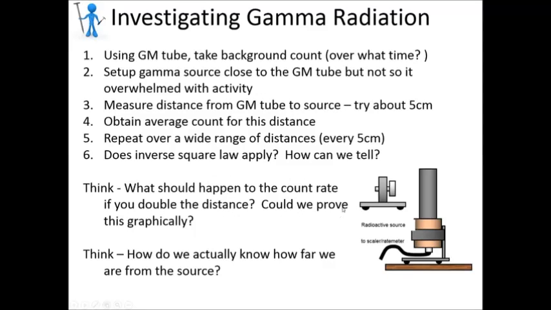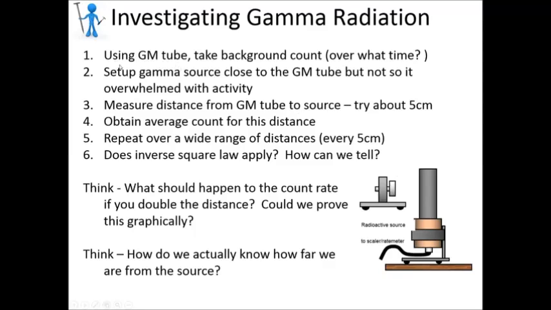Okay, on to the main idea for today. If we were to investigate gamma radiation, how could we do this? A simple picture here: we would effectively have a Geiger-Müller tube and a radioactive source, and if we varied the distance between the source and the Geiger-Müller tube, we could get readings of count rates at different distances to work out if this is an inverse square relationship.